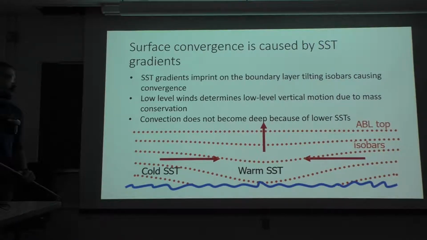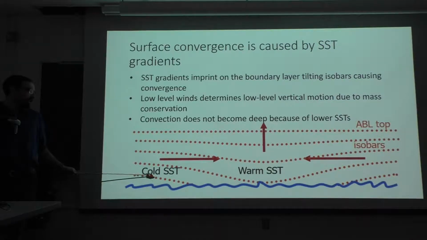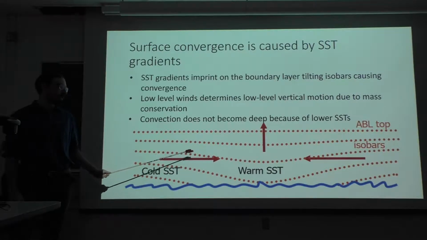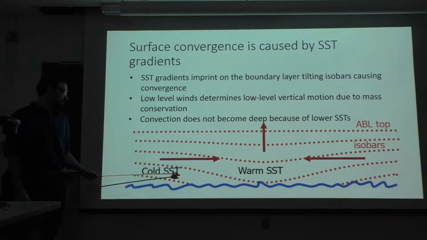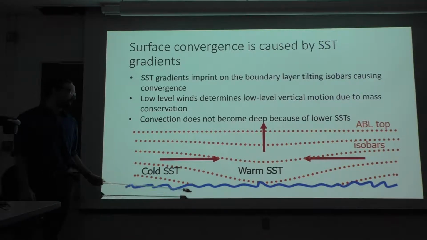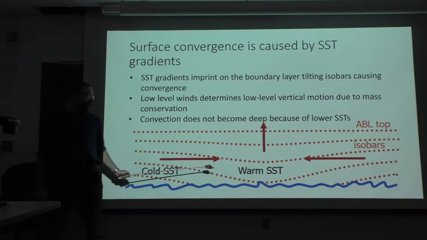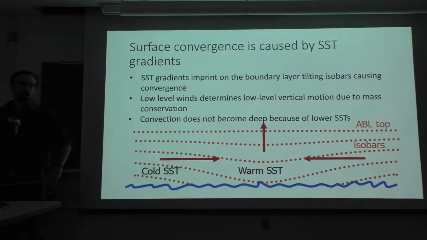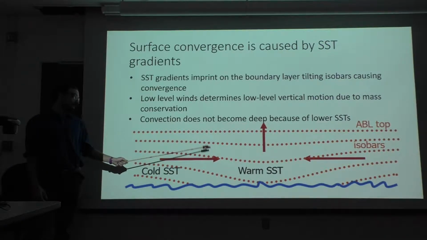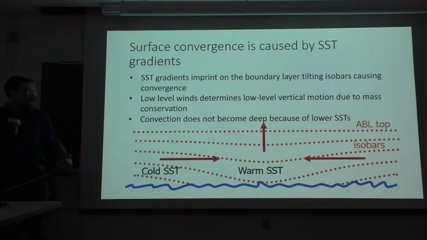First, I'm going to talk about the sea surface temperature gradients cause, and under this, if we have a sea surface temperature gradient like we see in the East Pacific from cold to warm, this imprints on the surface pressure levels, which tends to bend them, creating this surface convergence. And because of mass continuity, we know that that leads to vertical motion. And then with this vertical motion, that's essentially convection, but we don't see it become top heavy because of the lower SSTs, like I said.